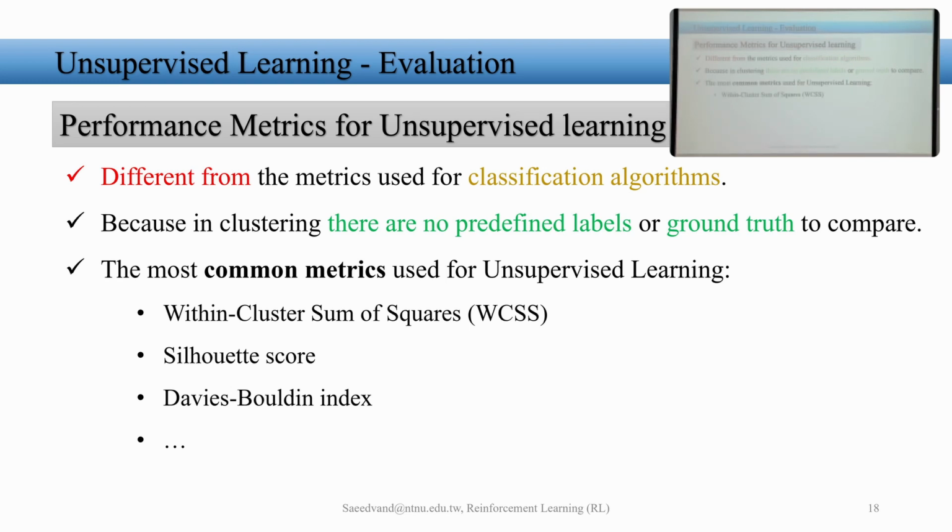The most common unsupervised learning metrics are, there are many, maybe 6, 7, 10. But the most common ones are, first of all, within-cluster sum of squares, WCSS. This is a very important metric because we are going to use it for other purposes too. Second is the silhouette score. And the third one is the Davies-Bouldin index. We have many more, but these three are the most common ones, and we will study today how they work.